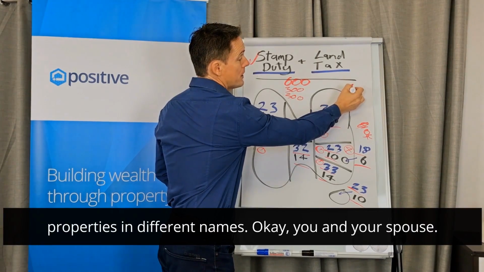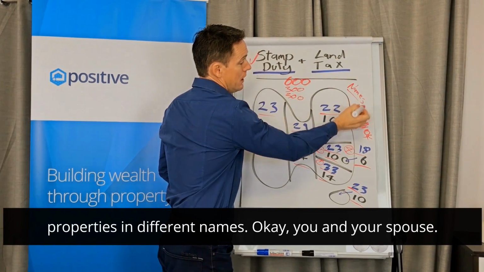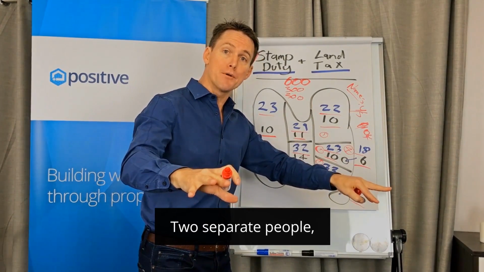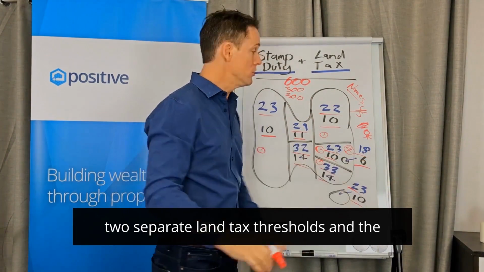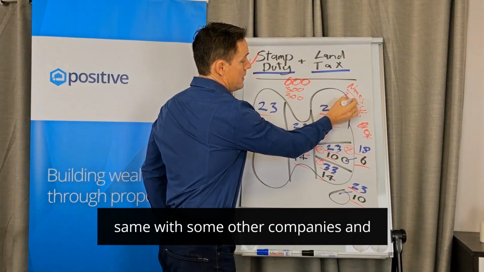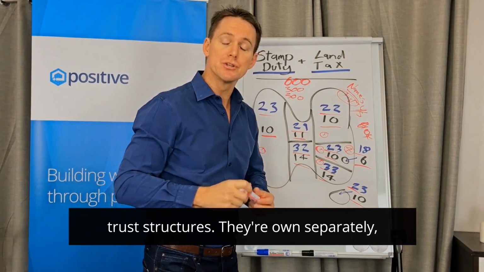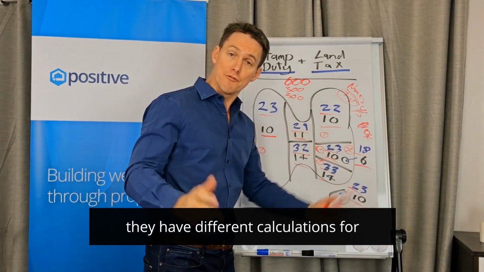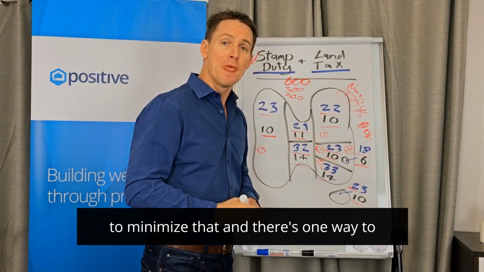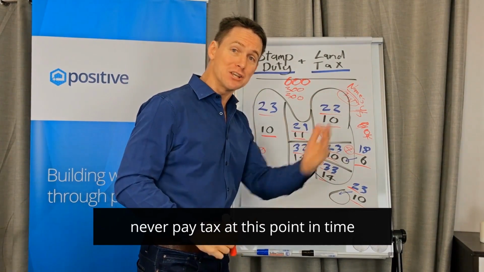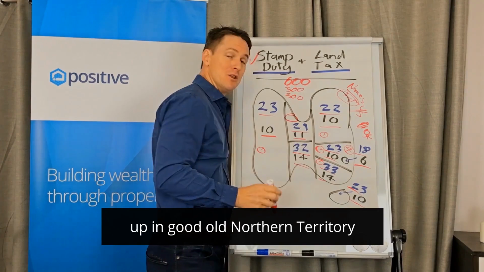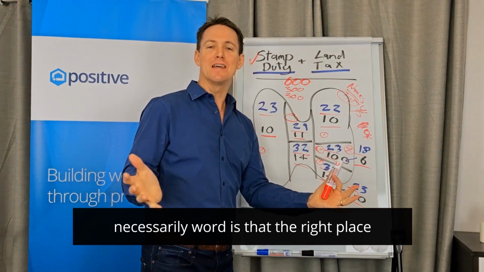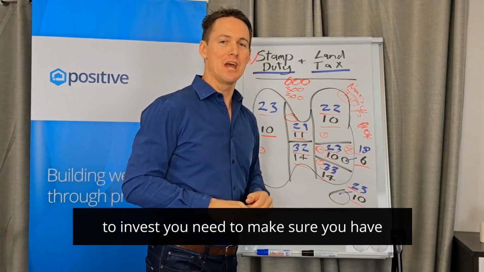You can also own properties in different names. You and your spouse are 2 separate people with 2 separate land tax thresholds, and the same goes for companies and trust structures. They're owned separately, so they're different calculations for different owners. So there are a few ways to minimise it, and there's one way to never pay land tax at this point in time. Up in good old Northern Territory, there's no land tax at all, but is that necessarily the right place to invest? You need to make sure you have a good strategy.